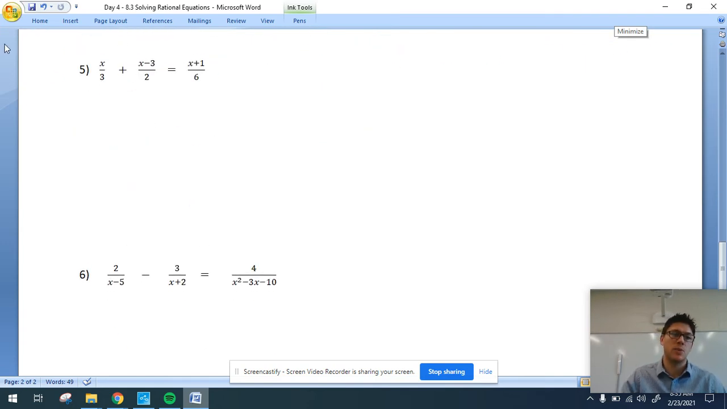Now, numbers 5 and 6, we got two fractions going on, but the way in which we solve it does not change. There is one additional first step option you can do though, okay? One thing you can do is you could add those two together first if you want to. That is more than okay. I'm not going to show that in the solving problem, but that is one thing you can do.